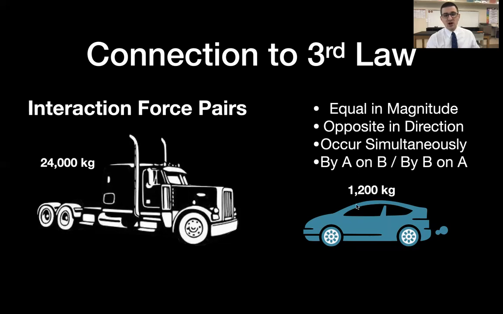Well, the force by truck on car, by Newton's third law, equals the force by car on truck. Let's say 6,000 newtons. And then before we said, well, how does that make sense? Why is that the way it is? And we said, well, it's just because it is. But now we can use Newton's second law to explain actually why that is the way that it is.